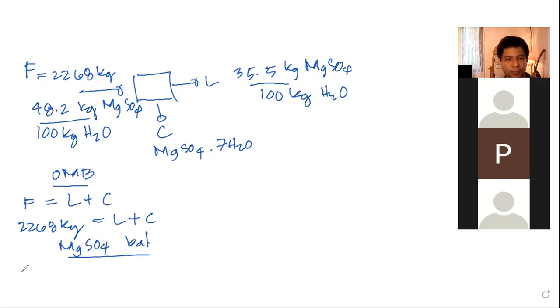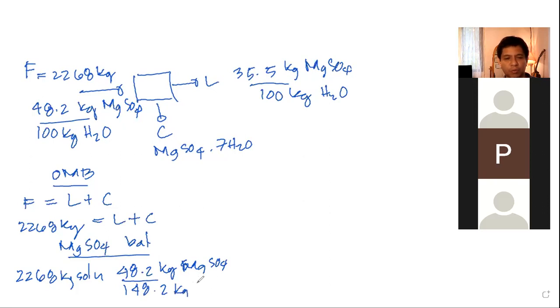Magnesium sulfate is 2,268 kilogram solution. Naintindihan niyo na last meeting kung bakit kailangan i-multiply nyo dito ay 48.2. So this is kilogram magnesium sulfate, MgSO4, tapos divided by 148.2. Of course, yung 148.2 water plus magnesium sulfate, and that is also kilogram solution. So para mag-cancel out ito, mag-cancel out yun, kilogram magnesium sulfate na lang to.